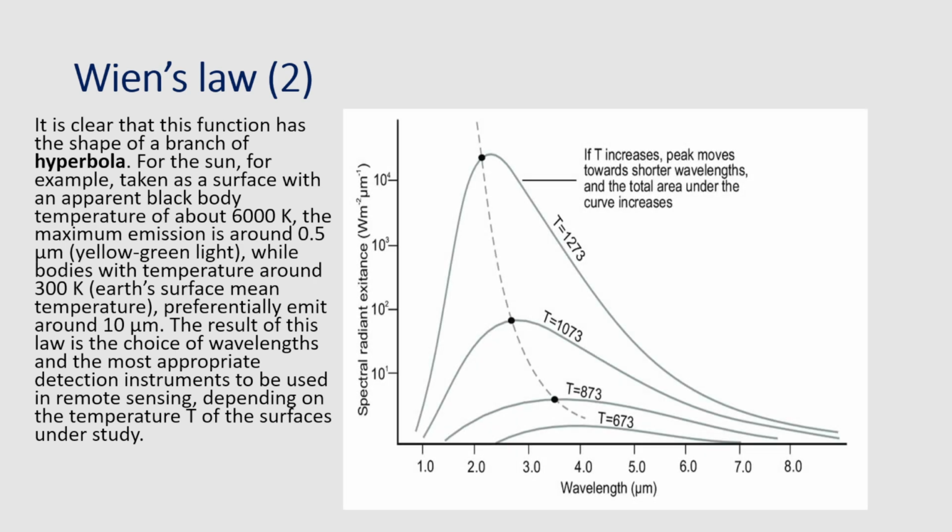For the Sun, for example, taken as a surface with an apparent black body temperature of about 6000 K, the maximum emission is around 0.5 micrometers, yellow-green light, while bodies with temperature around 300 K, Earth's surface mean temperature, preferentially emit around 10 micrometers. The result of this law is the choice of wavelengths and the most appropriate detection instruments to be used in remote sensing, depending on the temperature T of the surfaces under study.